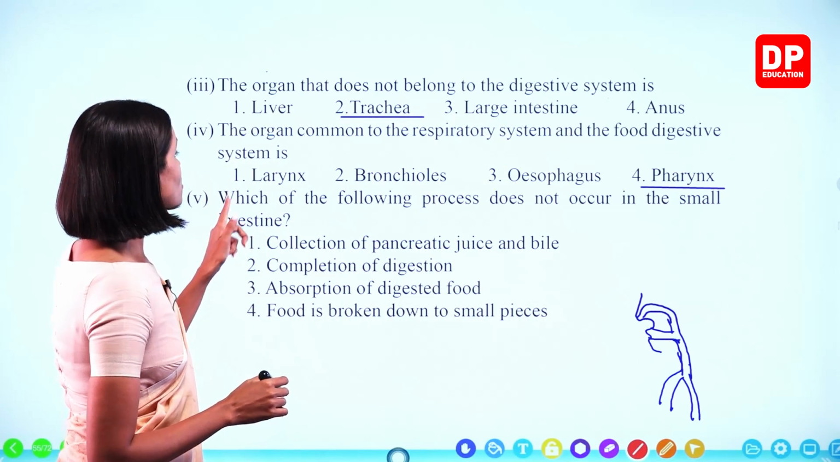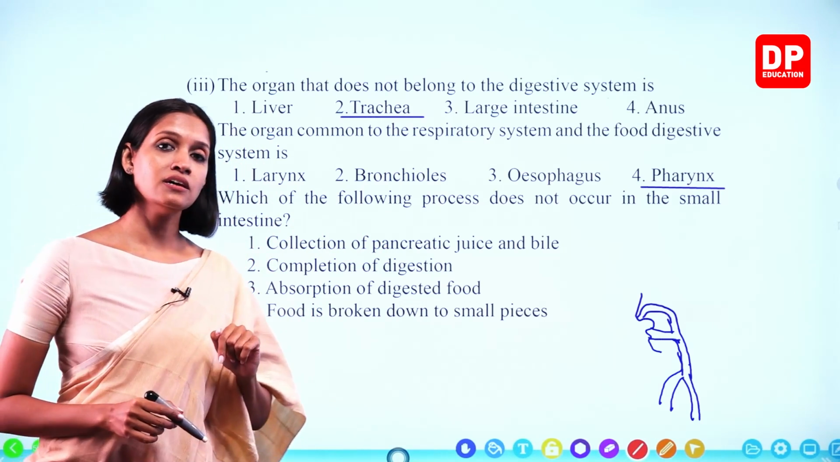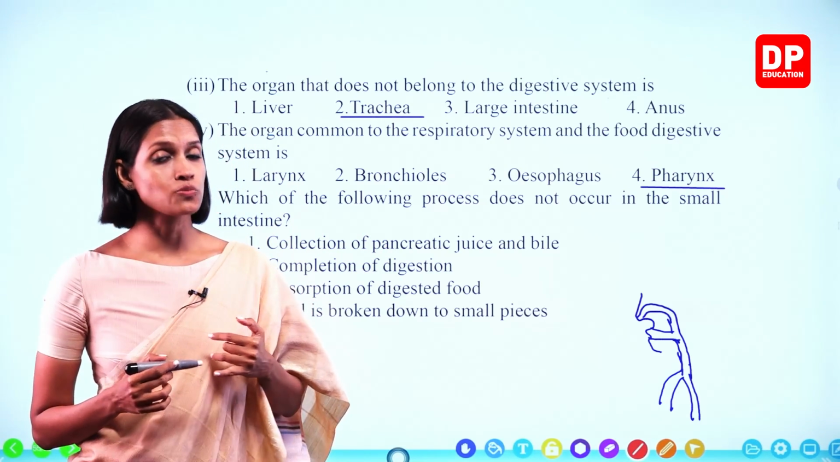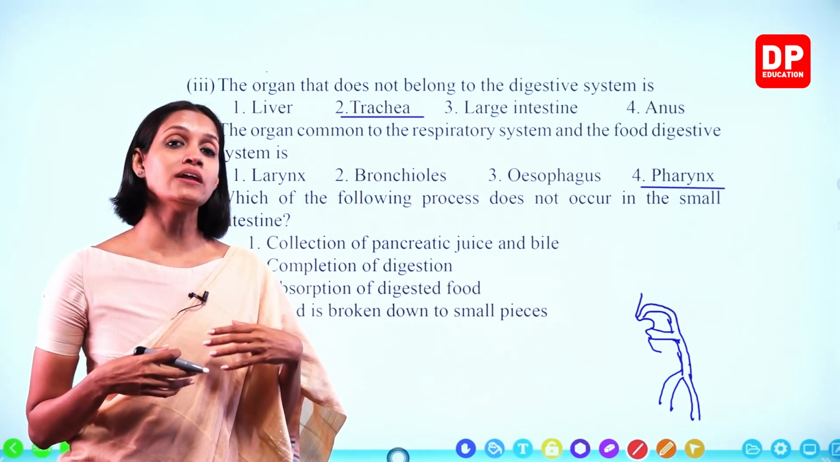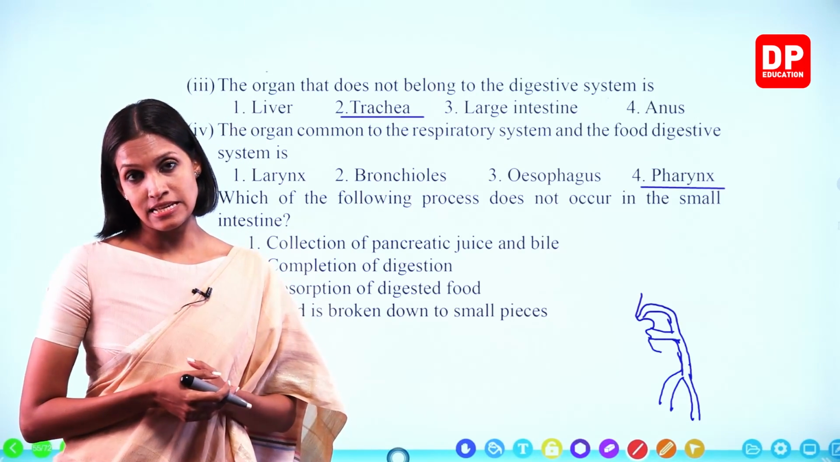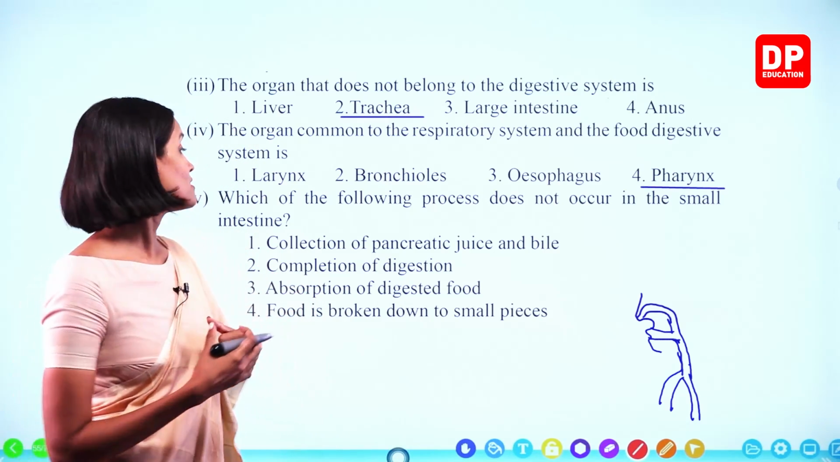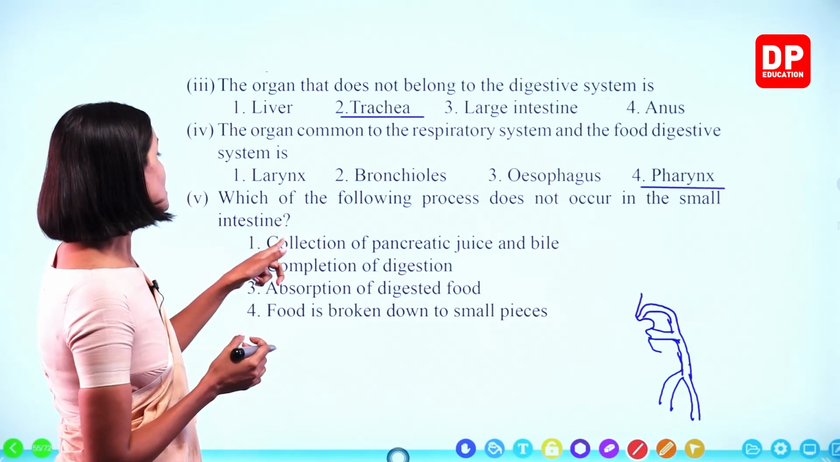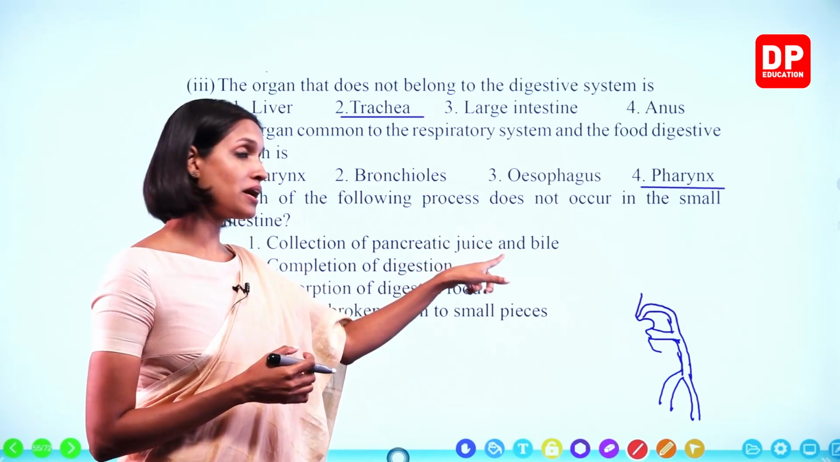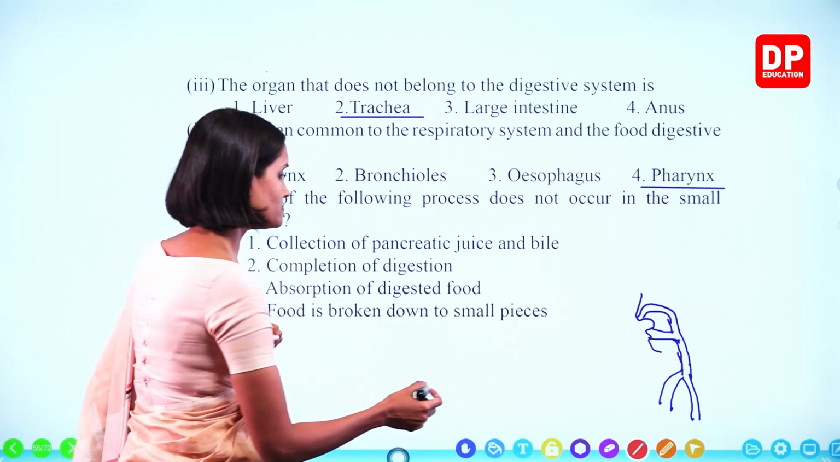Next one. Which of the following process does not occur in the small intestine? What are the processes that occur in the small intestine, children? You all know that the digestion of food completes in the small intestine. And at the same time, absorption of the nutrients also takes place in the small intestine. Collection of pancreatic juice and bile. What is pancreatic juice? Now I explained it to you.